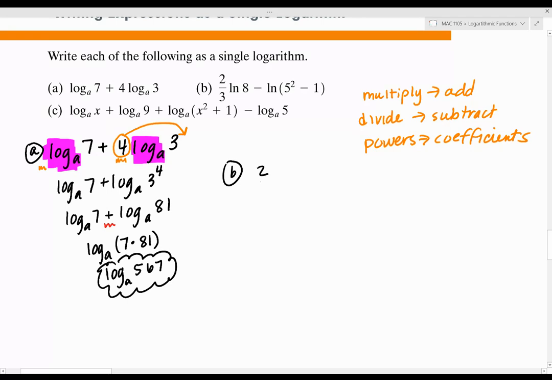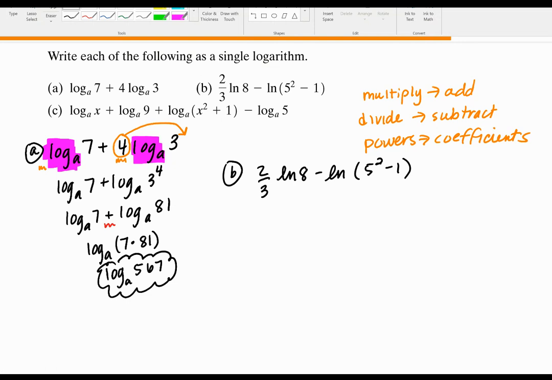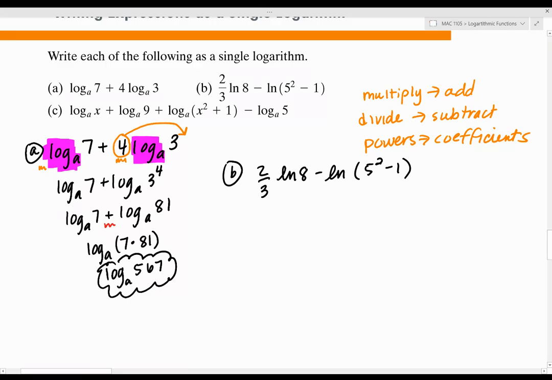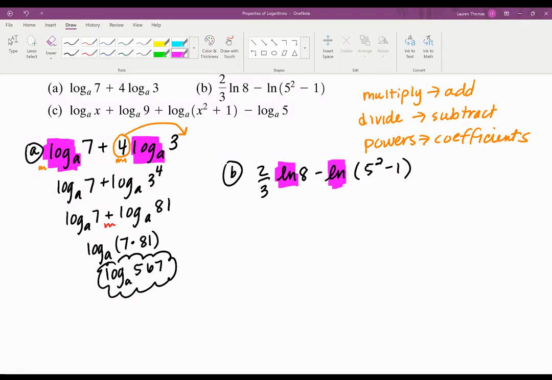So B says we have 2/3 natural log of 8 minus the natural log of 5 squared minus 1. Okay. All right, so the first thing we have to check is to make sure we have the same logs that have the same base. Well, we have natural log on this one. We have natural log on the second one. So our rules are in play.